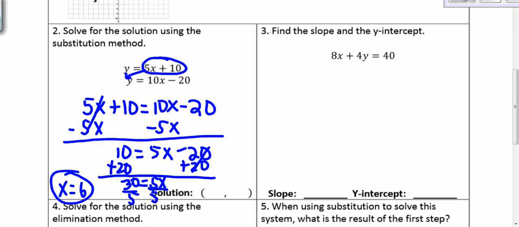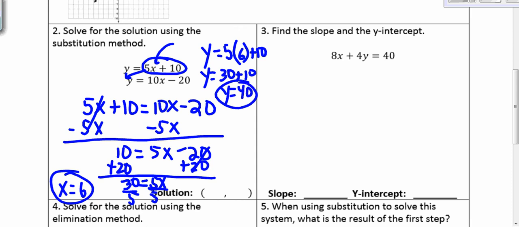Once you're finished with the x, you have to get y, because remember, this is a solution. I'm going to pick the top equation just because I think it's a little bit easier. I'm going to substitute my x into where the x is in the equation. So y equals 5 times 6, which is 30, plus 10, and y equals 40. So I have x equals 6 and y equals 40. And that's the solution. That's where these two lines intersect.